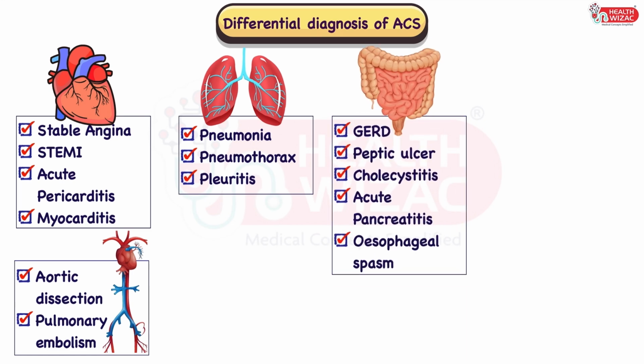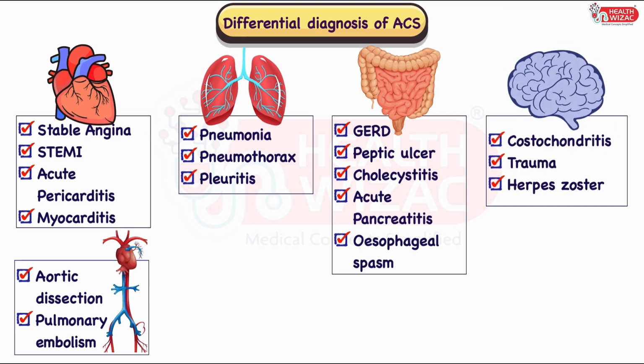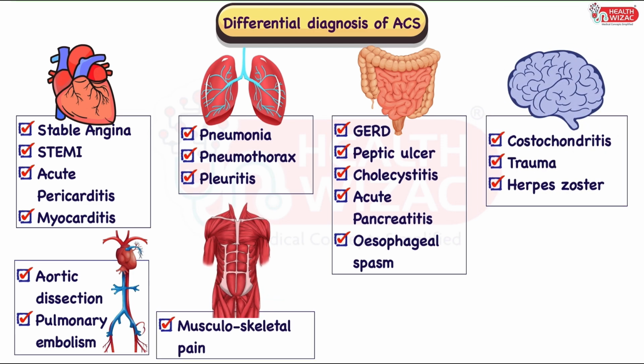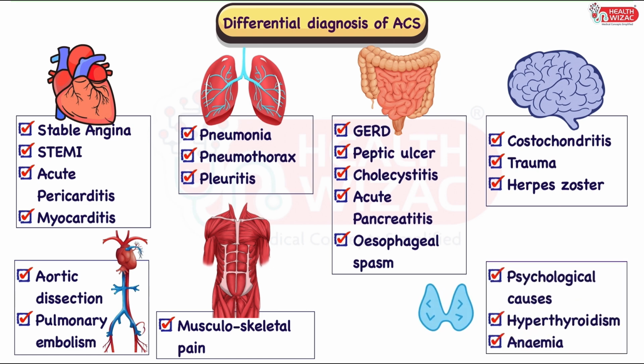Gastrointestinal causes include GERD, that is gastroesophageal reflux disease, esophageal spasm, acute pancreatitis, acute cholecystitis, and peptic ulcer. Neuromuscular causes include costochondritis, trauma, and herpes zoster. Apart from this, psychological causes, hyperthyroidism, and anemia can also have symptoms similar to acute coronary syndrome.